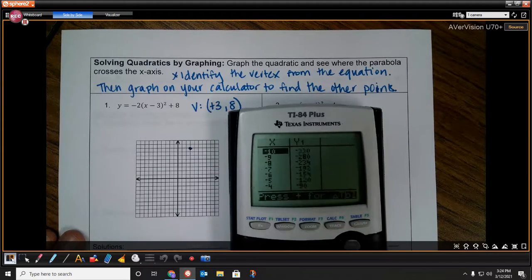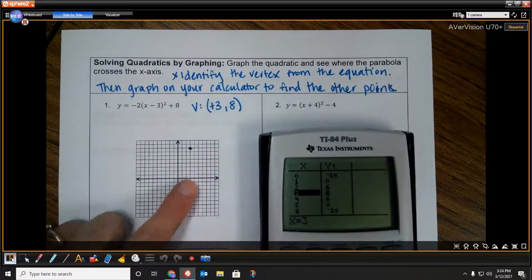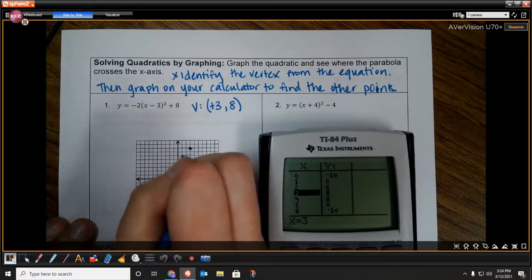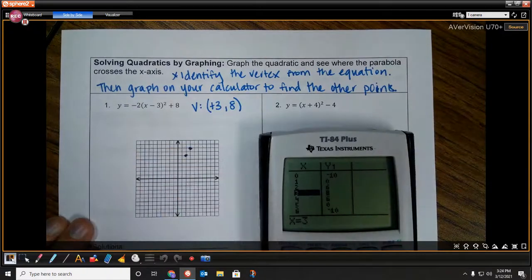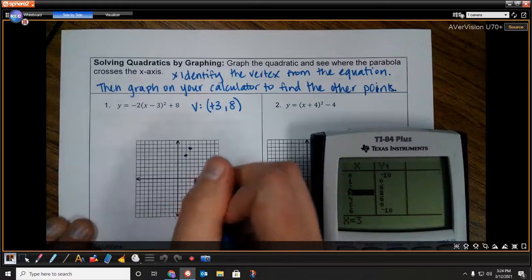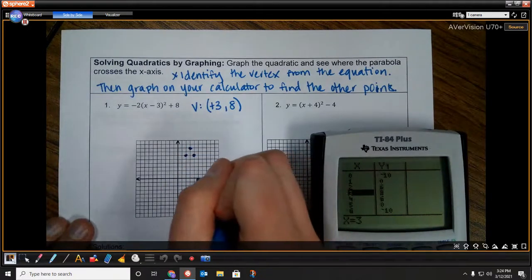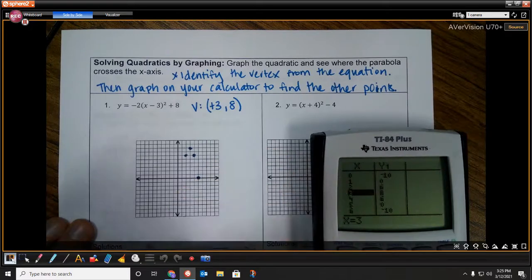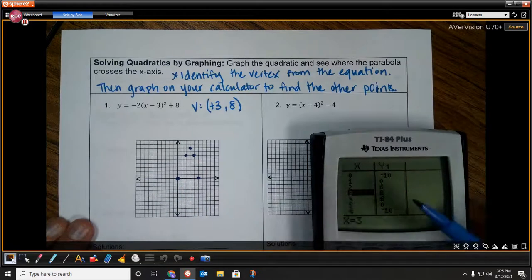And then once we have our vertex, you graph it in the calculator, and I go to my table here, and I need to find my vertex of 3, 8. There it is. I like to put my vertex right in the center of my calculator. That's 3, 8. We can graph it again at 2, 6, and 4, 6 over here. And then 5, 0, look at that. And 1, 0. So we actually see those in our table, 1, 0, and 5, 0.